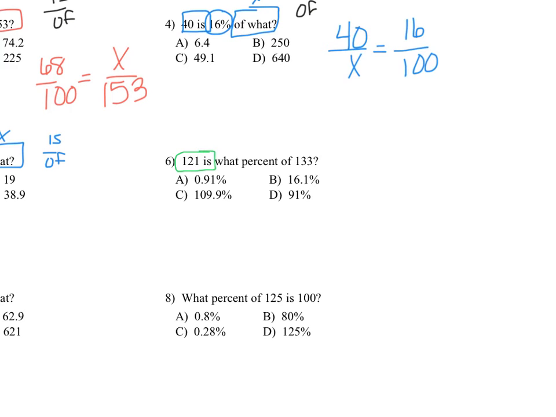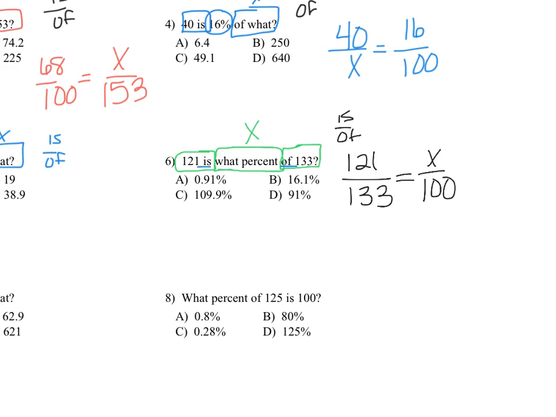121 is what percent? Okay, what percent? That says that we don't know what that is. That's where my x goes. Okay, of 133. So I have my is, I have my of, is over of, and the what percent, that's what I don't know. So that goes over 100. Is goes on top, 121. Of goes on the bottom, 133. 121 times 100 divided by 133.